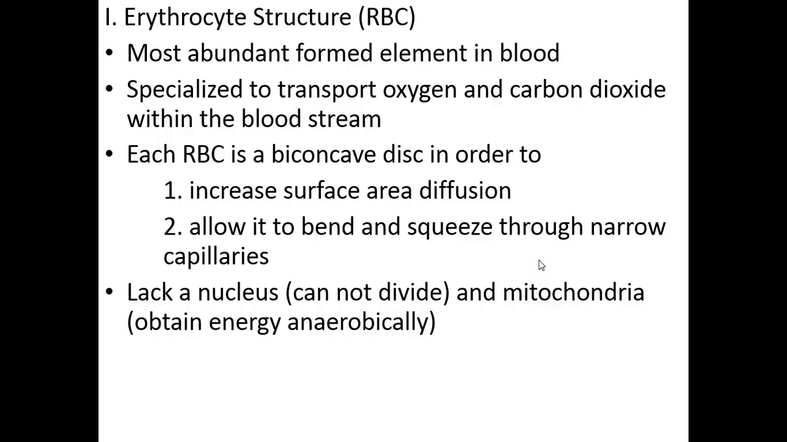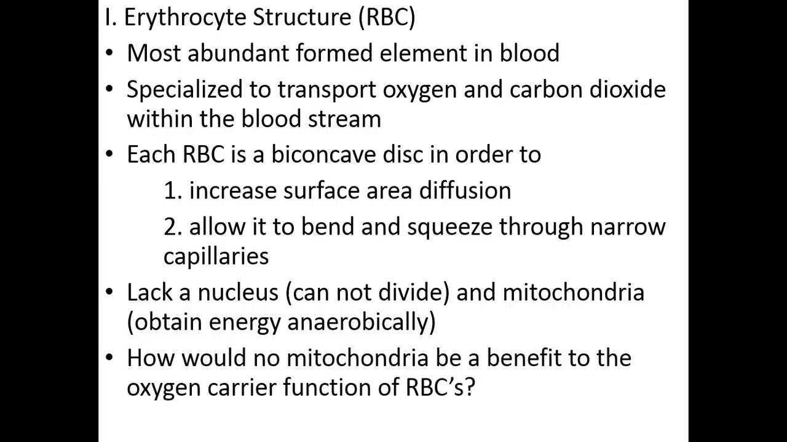The other thing is they don't have any mitochondria, so they don't have the ability to produce ATP. This actually works to their benefit. If you think about it, why would having no mitochondria benefit the oxygen carrying function of red blood cells? If you remember from your bio lessons and from what I've taught you in this class, oxygen is the main component in cellular respiration. Cellular respiration is performed within the mitochondria to generate ATP, cellular energy.